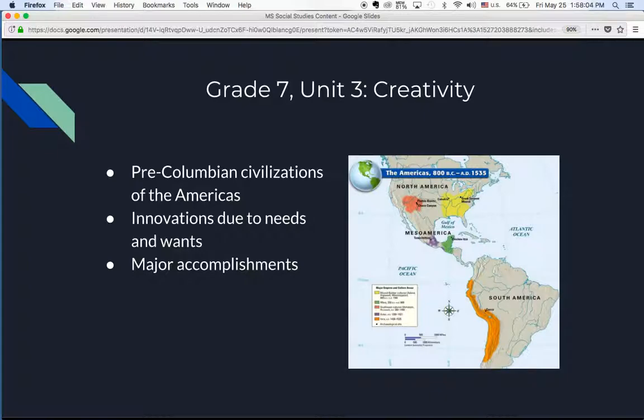Unit 3 we call creativity. And creativity primarily focuses on the pre-Columbian civilizations of the Americas. There are four major civilizations that we look at, and one of the things that all of these civilizations have in common is they all had to be creative and innovative to meet their needs due to either geography, available resources, diminishing resources, or other obstacles that the location presented to them. And then we wrap it up with some of the major accomplishments because of these innovations.